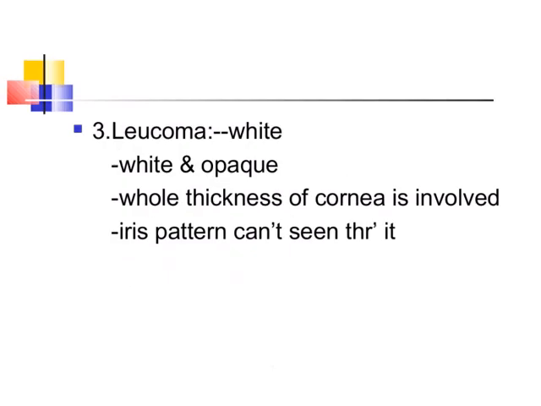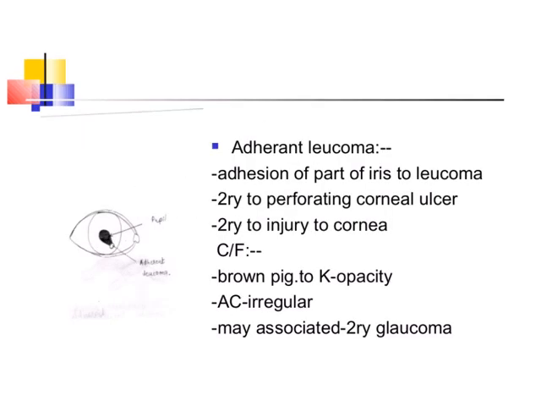Leucoma is a type of opacity which is very white and opaque, and the whole thickness of the cornea is involved here, thus the iris pattern is not at all seen. Adherent leucoma is a condition where there is adhesion of part of the iris to the leucoma, which is secondary to a perforating corneal ulcer or secondary to an injury to the cornea.